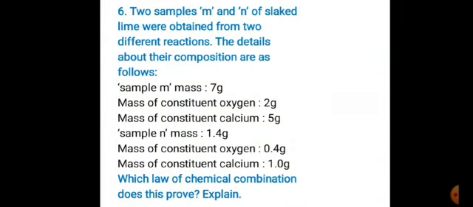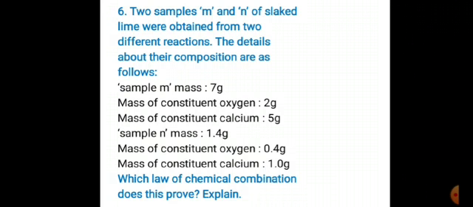Next question. Two samples M and N of slag lime were obtained from two different reactions. The details about their composition are as follows. Sample M: mass 7 gram, mass of constituent oxygen 2 gram, mass of constituent calcium 5 gram. Sample N has 1.4 gram as its weight. Mass of constituent oxygen is 0.4 gram. Mass of constituent calcium is 1.0 gram. Which law of chemical combination does this prove?